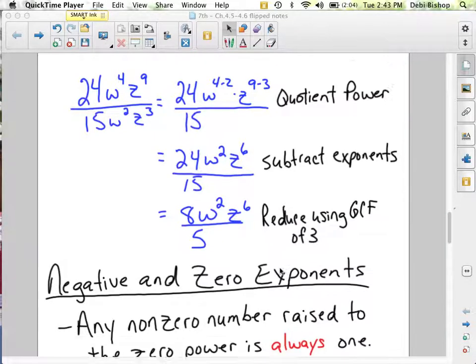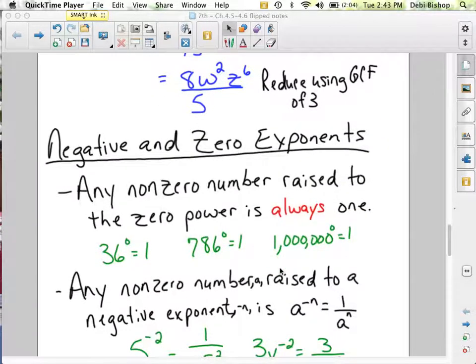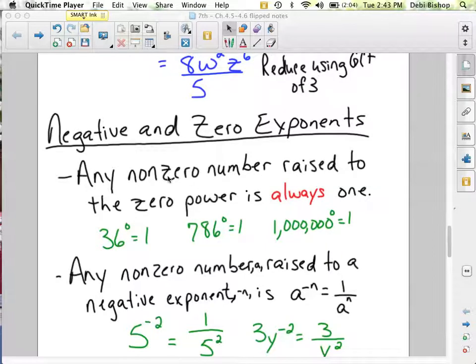Now let's talk about negative and zero exponents. We're going to start with zero exponents because it's a little easier to get to. Any non-zero number raised to the 0 power is always 1. That is our rule, and we'll show you and kind of prove it in a minute. It's like 36 raised to the 0 power equals 1. 786 raised to the 0 power is 1. 1 million raised to the 0 power is 1. 1/3 raised to the 0 power is 1. So everything.